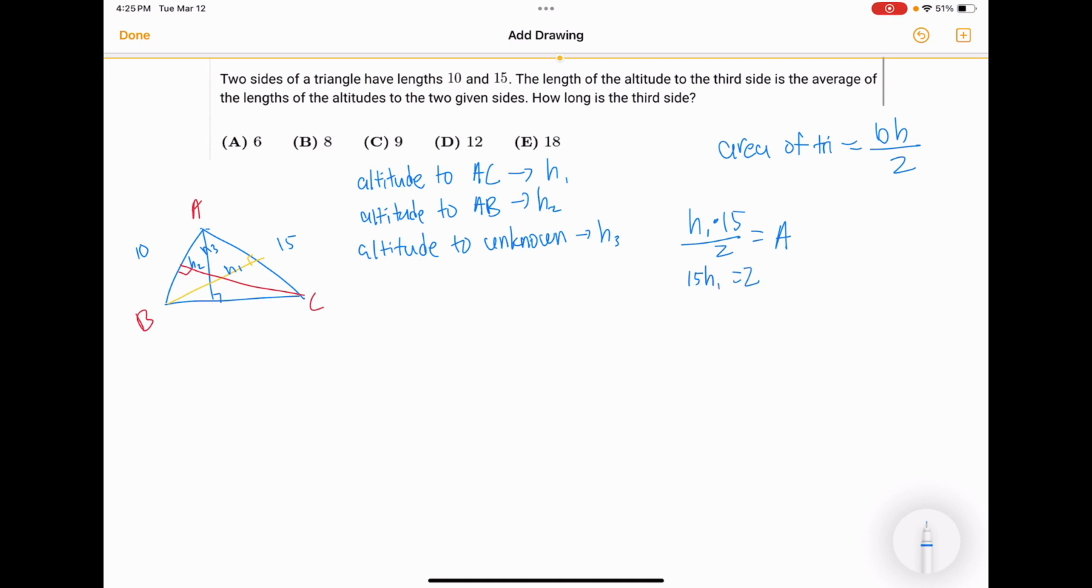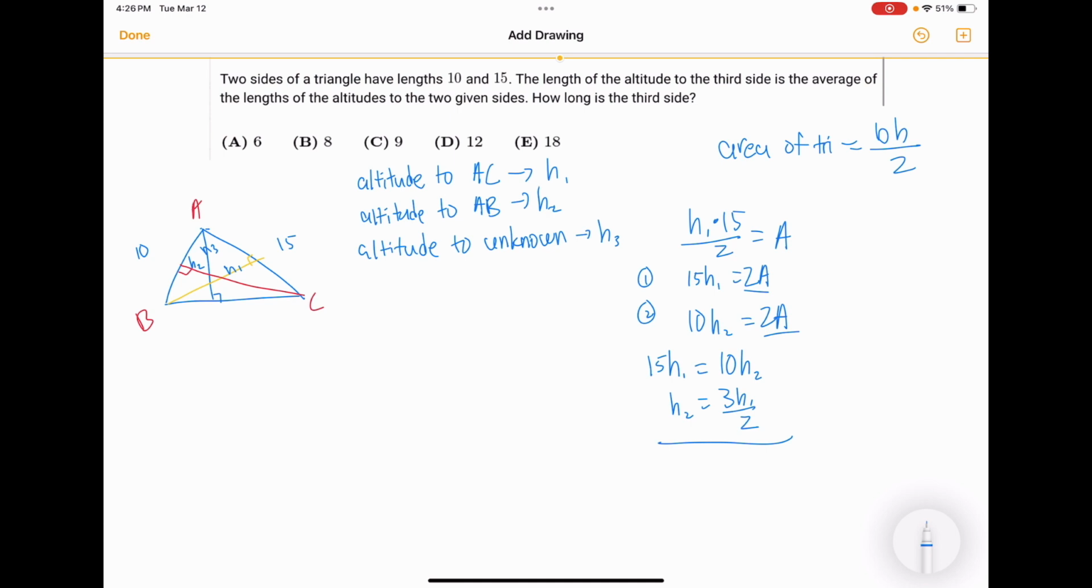So 15H1 equals 2A. And then same would apply to the other side. So 10 times H2 is equal to 2A as well. And because they both equal 2A, we can just set these two to be equal. So 15 times H1 would be equal to 10 times H2. And so we get H2 equals 3H1 over 2. So here we have solved for H2.